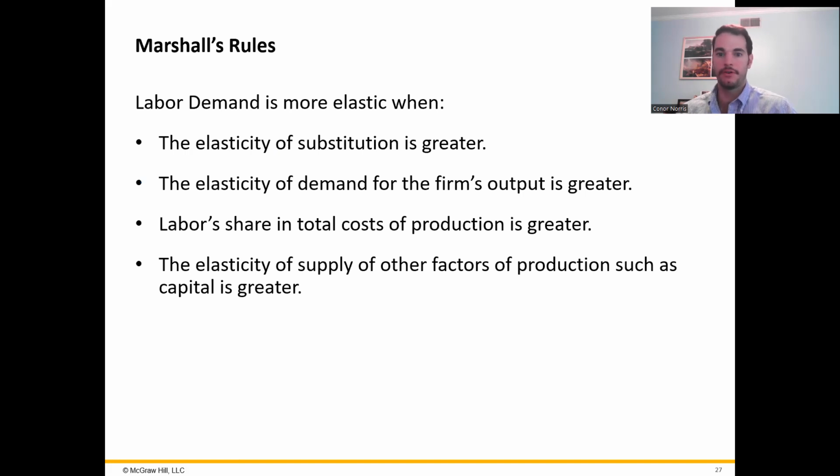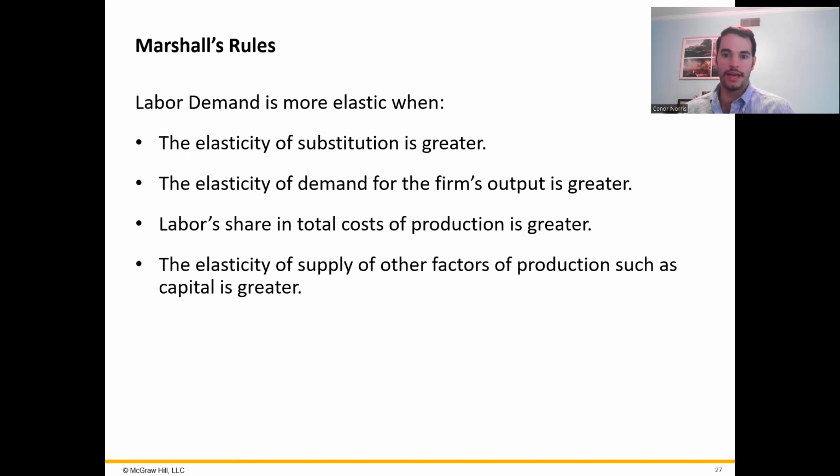Now, in industries where product demand is elastic, labor can easily be substituted by capital. Labor represents a large share of costs, where capital is easily available. Labor demand will be more sensitive to wage changes. So let's take them each in turn here.